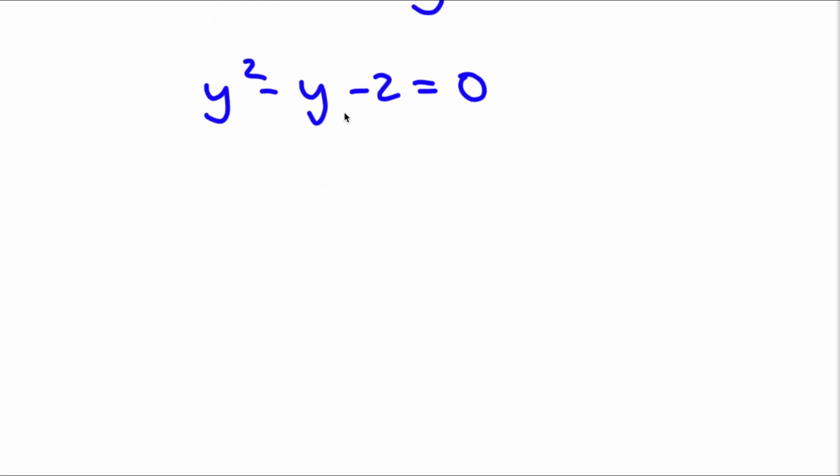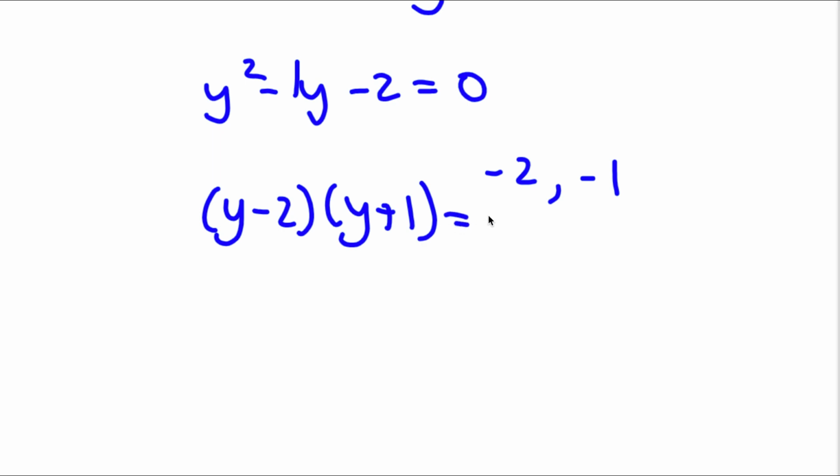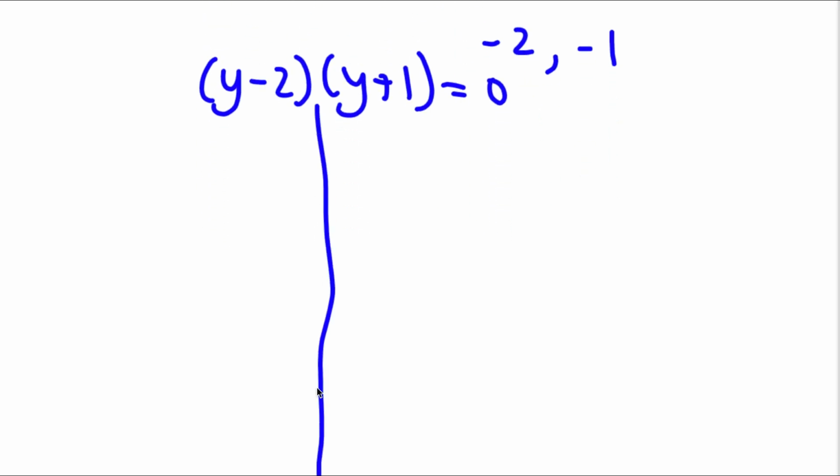Now, we can simplify this. So what two numbers multiply to get negative 2 and add up to get negative 1? Well, that's going to be negative 2 and 1, right? So now we have y minus 2 times y plus 1 is equal to 0. So now this gives me two solutions, or two equations. I have y minus 2 is equal to 0, and I have y plus 1 is equal to 0.